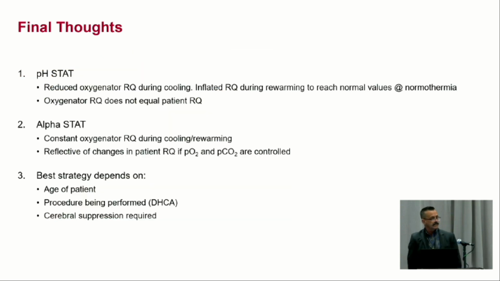So, in conclusion, with pH-stat, some things you need to remember are a reduced oxygenator respiratory quotient during cooling, and an inflated respiratory quotient during rewarming to reach normal values at normothermia. So if you're using pH-stat, your oxygenator respiratory quotient does not equal the patient respiratory quotient. In alpha-stat, the oxygenator respiratory quotient is constant, both during cooling and rewarming, and it is reflective of changes in the patient respiratory quotient if your PO2 and PCO2 are controlled. So that makes a good argument for servo regulation of PO2 and PCO2 today.